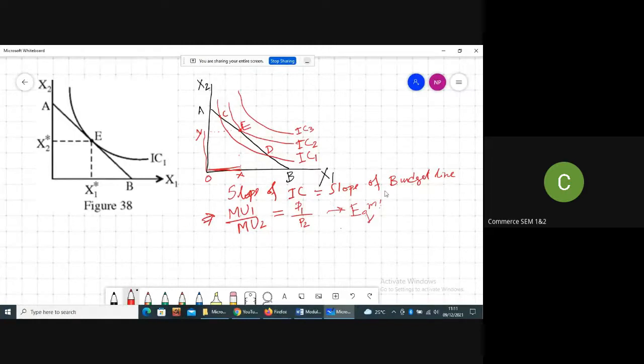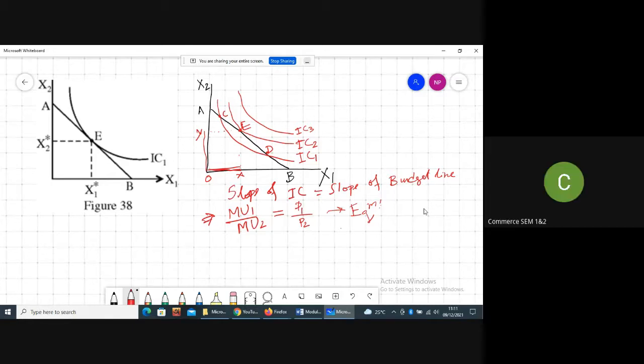So, is it clear to you that the equilibrium point will be at point E, where the slope of IC is equal to the slope of the budget line. So the equilibrium condition, or the necessary condition, will be: the ratio of marginal utilities equal to the ratio of prices of the two commodities. Fine. Now, why will the consumer not purchase at point C or at point D?